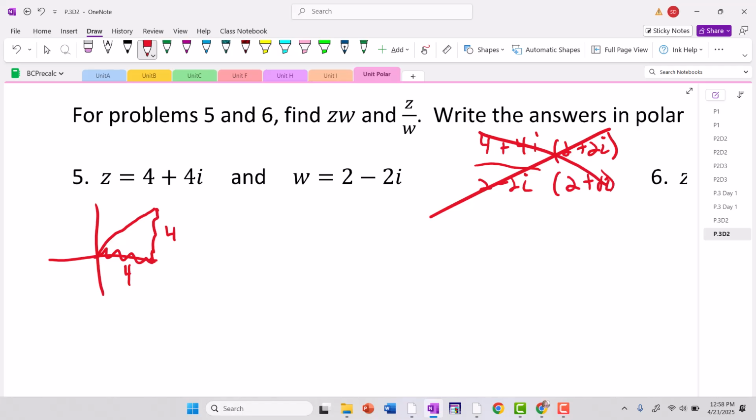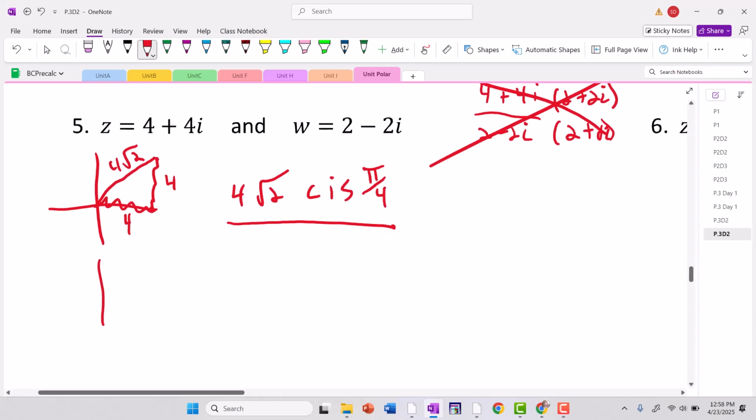Unit circle challenged. A root 2. And then what's the angle measure? So I'm going to write it and get ready. 4 root 2, sis. They all yelled 45, which is pi over 4. Yoink.